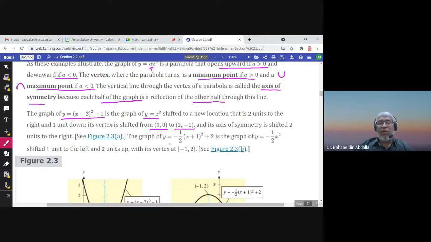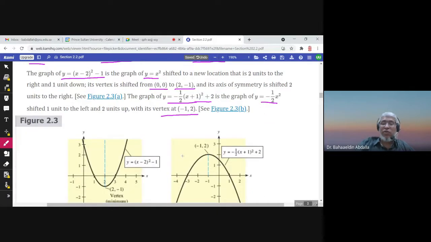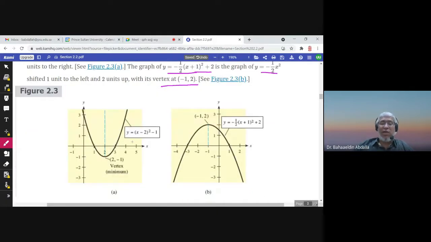What about the graph of this parabola? Well, it is similar to the graph of this one, which we have seen, but it opens downwards, and is 1 unit to the left and 2 units up. So the new vertex would be negative 1 because we moved 1 unit to the left, and 2 units up. So the new vertex would be negative 1 and 2. So here you can see the graph of this parabola.